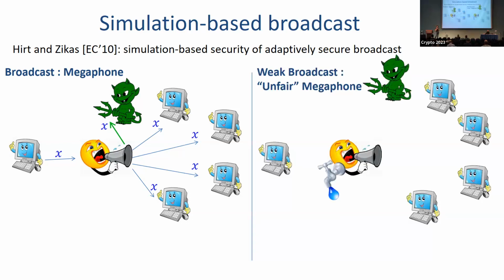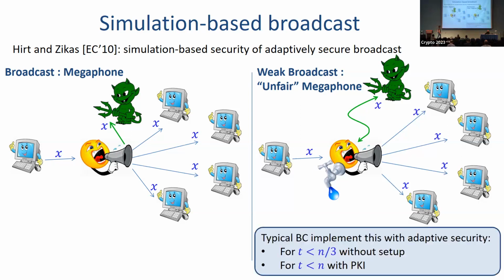They also defined a weaker broadcast functionality. They called it unfair broadcast. Here, the sender sends the input to the functionality. The functionality gives the input to the adversary, and the adversary can now decide whether he wants to corrupt the sender and change the input value. Later on, all of the other parties will get whatever was sent. And Hirt and Zikas showed that this is the ideal functionality that is being realized by most of the broadcast protocols in the literature.